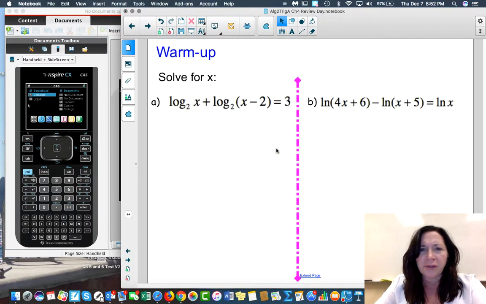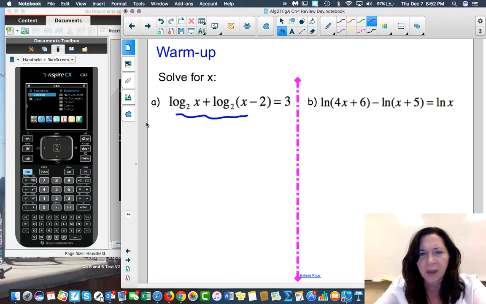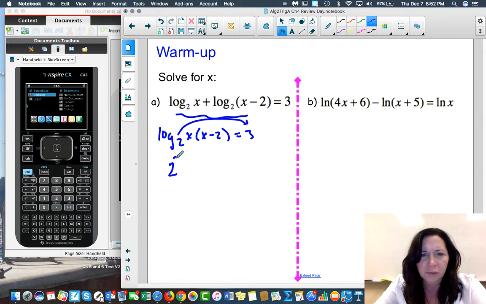First thing we're going to do is a little warm up. In order to do this problem, we are going to have to combine these two terms here and simplify before we can use a change of base formula. So we have log base 2 of x times x minus 2 equals 3. We have the base cross the equal sign, so we have 2 to the third power is equal to x times x minus 2. That is quadratic.